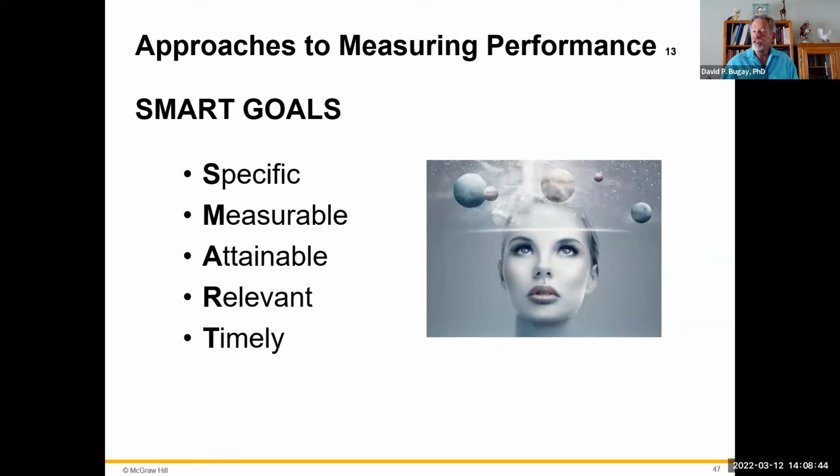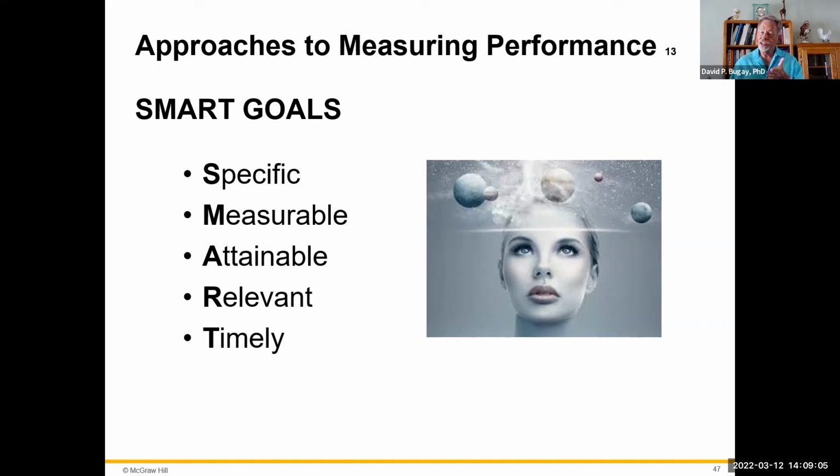And by the way, the supervisor needs to take ownership of that as well, because the supervisor is failing by giving them unrealistic goals to achieve. And then relevant and timely: S-M-A-R-T spells SMART, so we call them SMART goals. Specific, measurable, attainable, relevant to the organization, and timely.